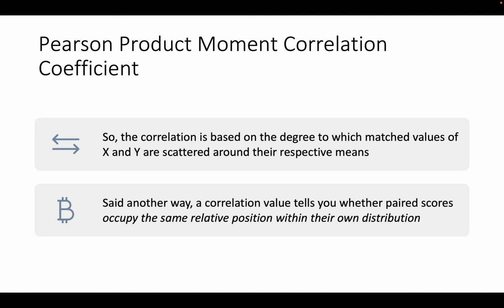So basically our formula is explaining that this correlation is a value, right? Based on the degree to which the values of X and Y are scattered around their respective means. So we have to take the mean into consideration. A correlation value tells you if paired scores occupy the same relative position within their own distribution. So if you looked at the two distributions together, how do they compare? And I know that sounds really confusing at first, but hopefully you'll get a better idea of what that looks like as we go through these next few slides.